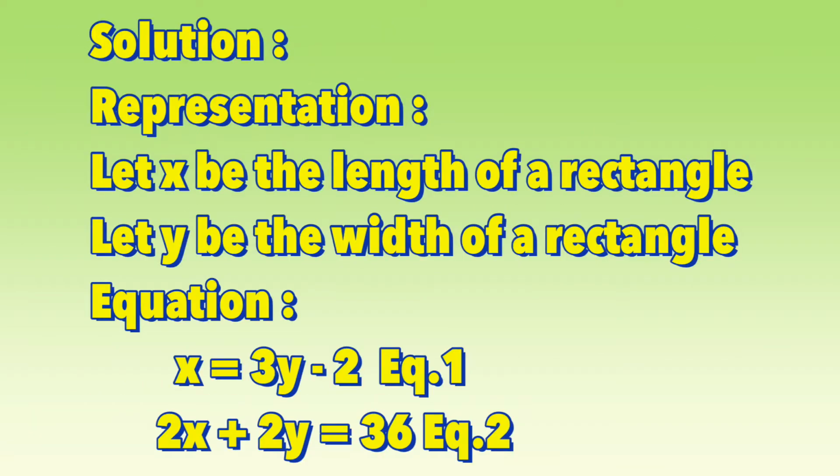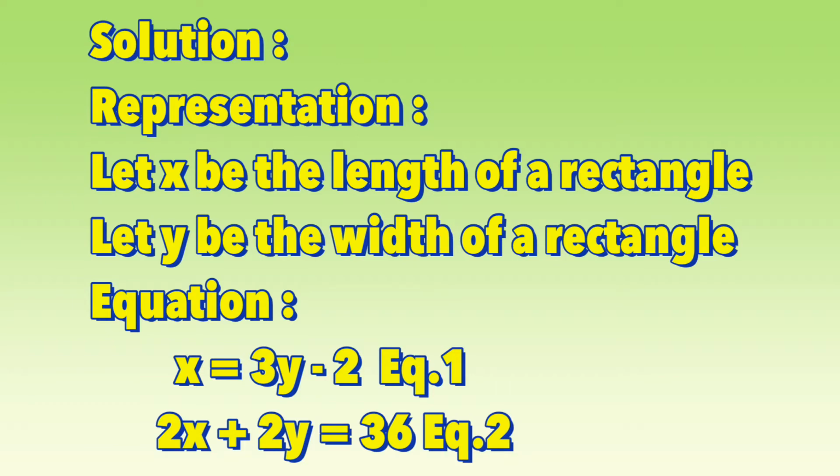To solve this problem, we have to use representation. In representation, we will know the value of x and y by assigning the length and the width. Therefore, let x be the length of the rectangle and y be the width of the rectangle. Next, after assigning, we have to make an equation. Since we're going to solve this by using the system of equations, we need to make two equations, equation 1 and equation 2.